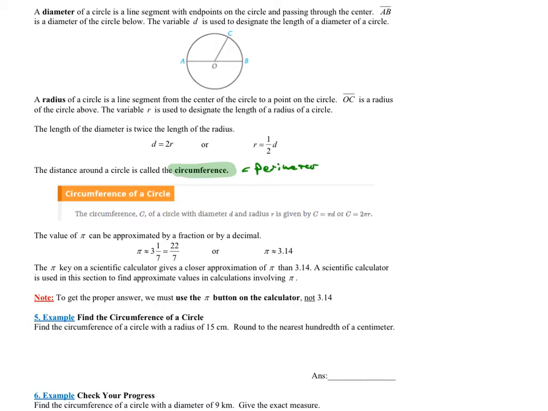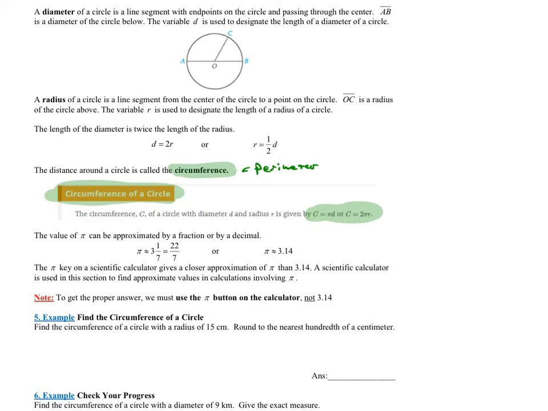So how do you find the circumference? The circumference is equal to pi times the diameter, or 2 pi times the radius. Which one of those formulas do you use? Well, whichever one they give you. If they give you the diameter, use pi times the diameter. If they give you the radius, use 2 pi times the radius, okay?